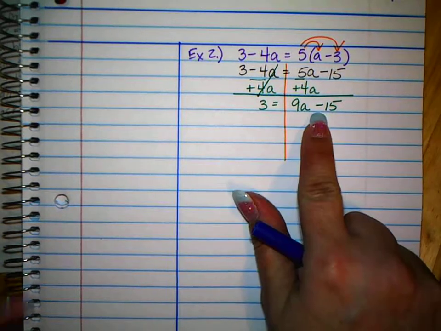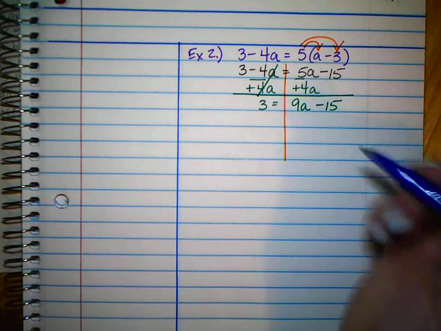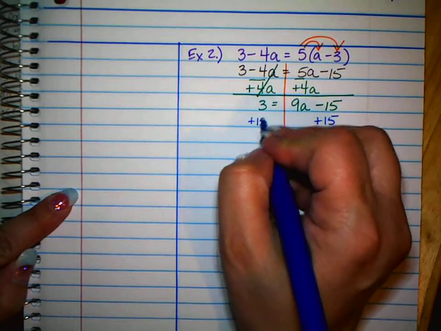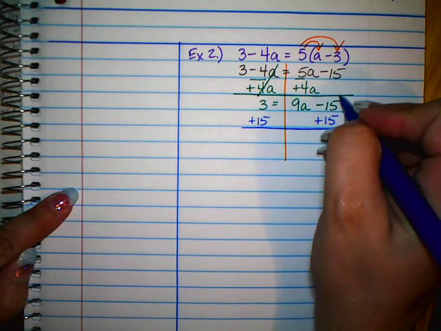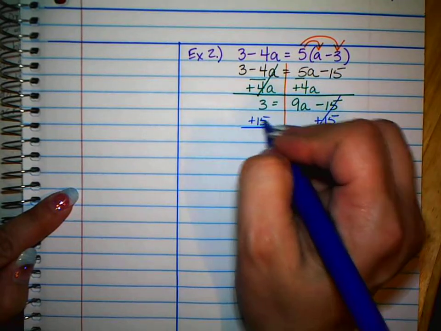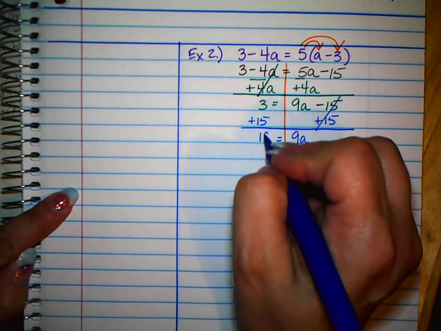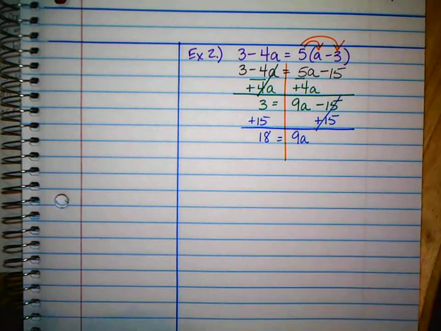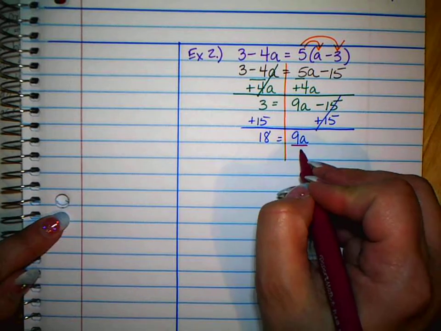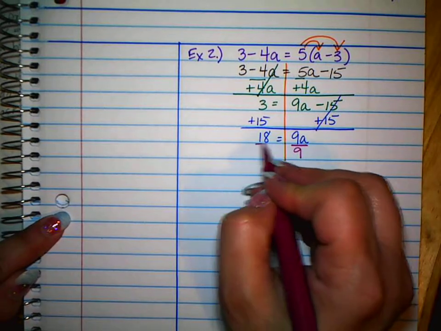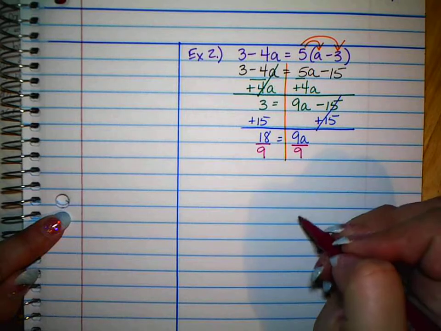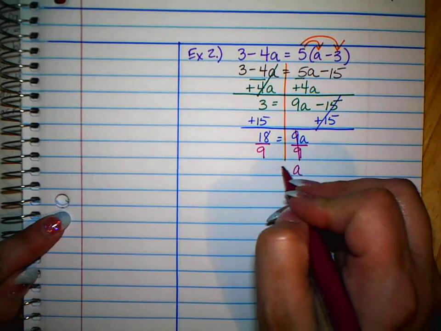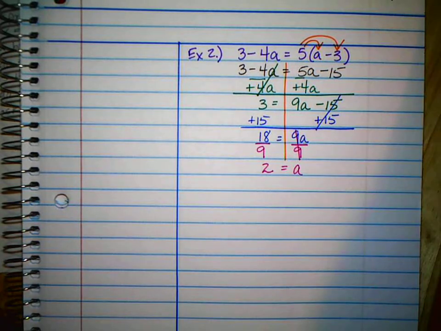Now here I have subtraction to undo. So I'm going to add 15 to both sides. This goes to 0, I bring my 9 down. 3 plus 15 is 18. Now I have to undo this multiplication. Again, I show my division using the fraction bar. 9 divided by 9 is 1, so I have a equals, 18 divided by 9 is 2.